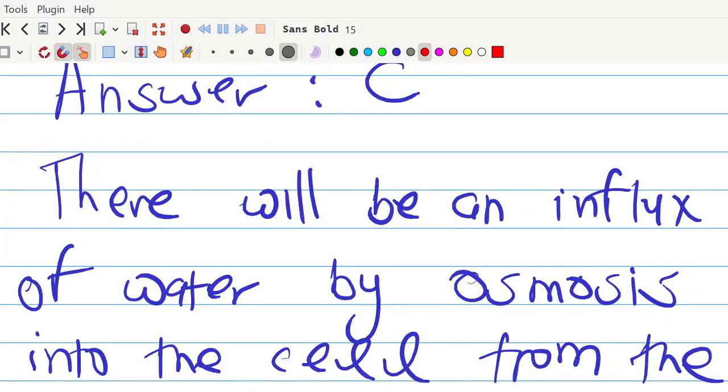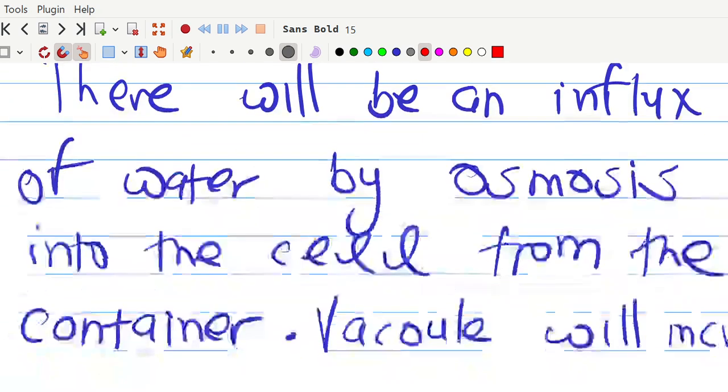So there will be an influx of water due to osmosis into the cell from the container. If water went out of the cell, there would be an outflux. So now there will be an influx of water by osmosis into the cell from the container.